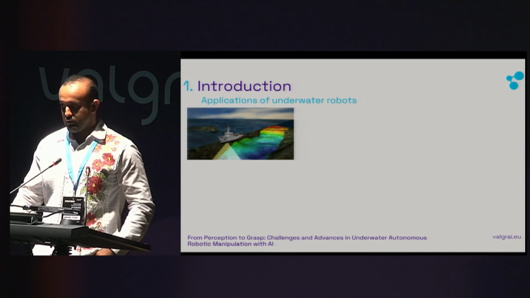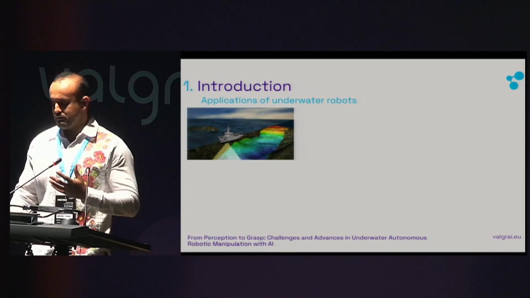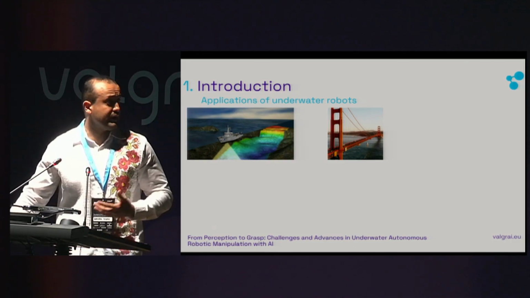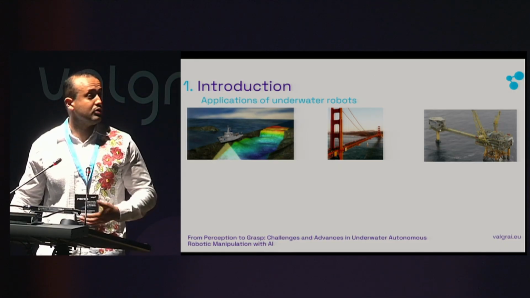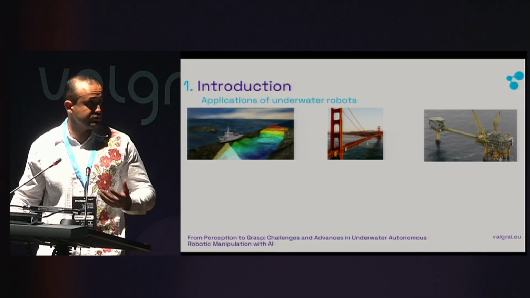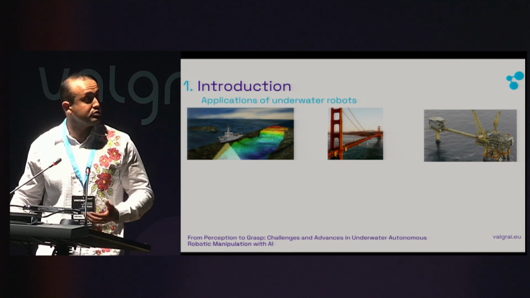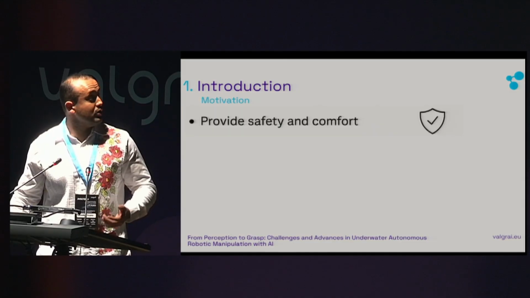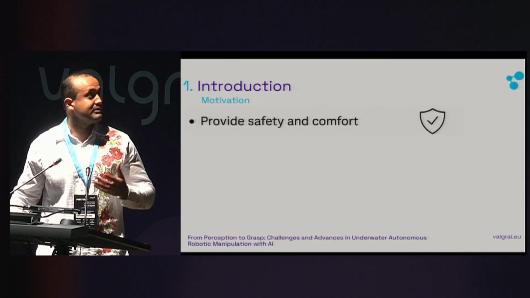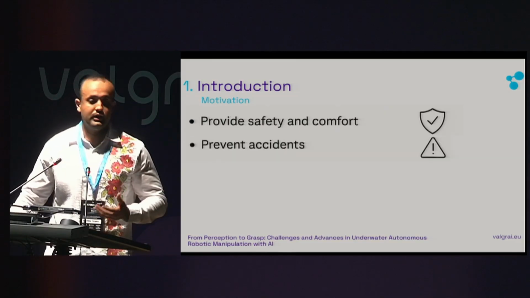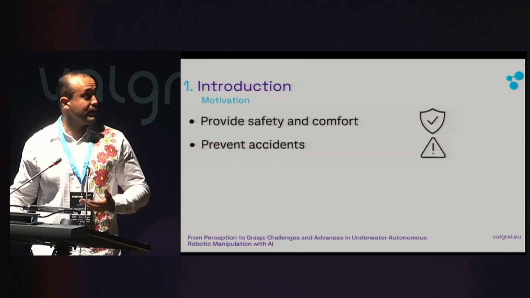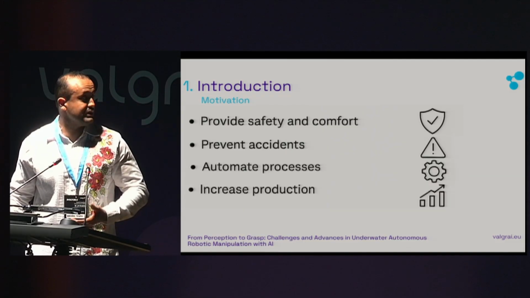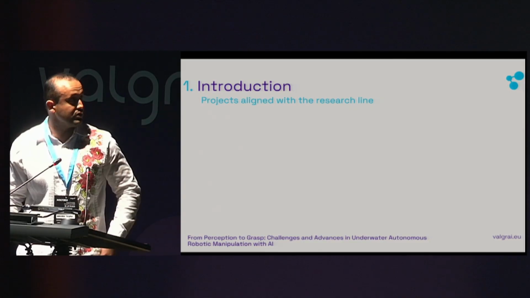So very briefly, the introduction. The applications of underwater robotics can be from mapping the seabed or monitoring underwater structures such as bridges or more complex structures such as oil and gas industry structures, or even in fish farms. So the motivation is to provide safety and comfort to the divers and the operators, try to prevent accidents, and automatize the processes to increase the production and reduce cost.